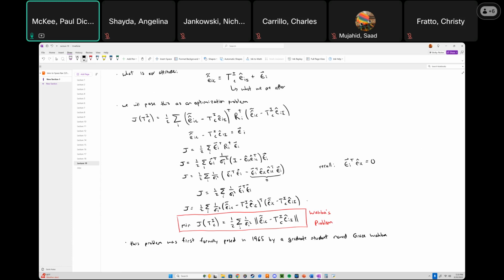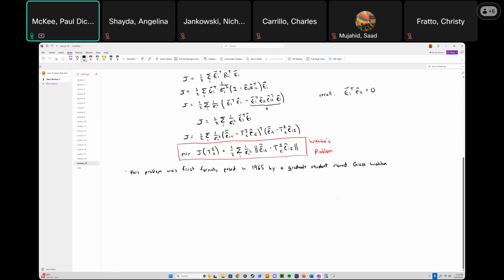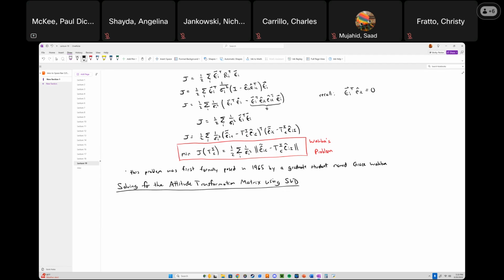Okay, so this next part's going to be a bit of a mathematical roller coaster. It's going to be one of the more dense lectures, but you'll see that when we're done, the solution's actually really nice and elegant. So our first solution strategy is solving for the attitude transformation matrix using singular value decomposition. So we begin by restating Wahba's problem in vector form.